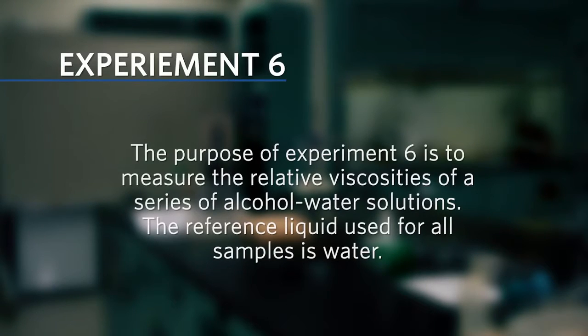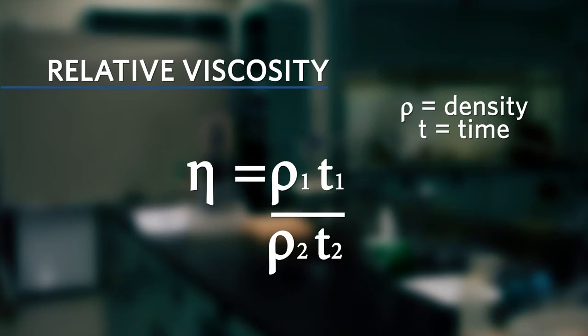The purpose of experiment 6 is to measure the relative viscosities of a series of alcohols and a series of alcohol-water solutions. The reference liquid used for all samples is water. As discussed in class, the relative viscosity is calculated using densities and flow times.